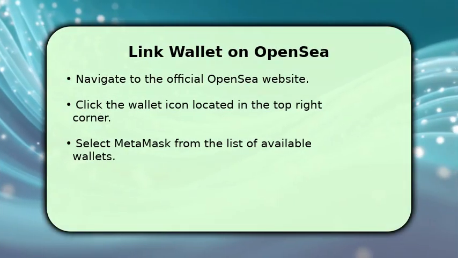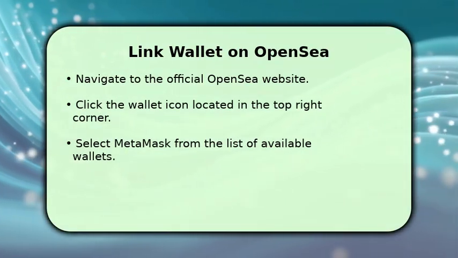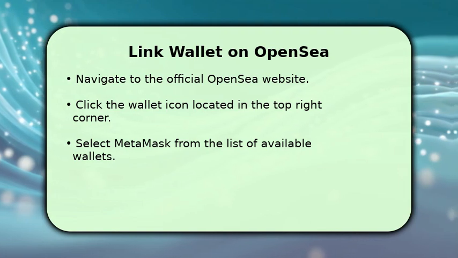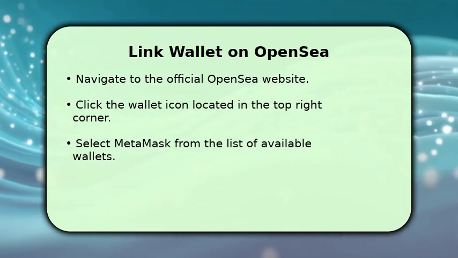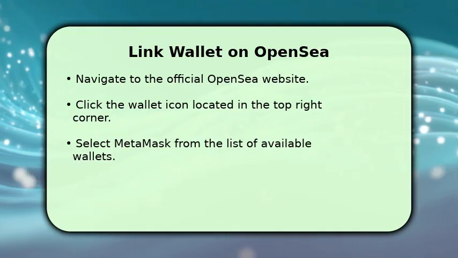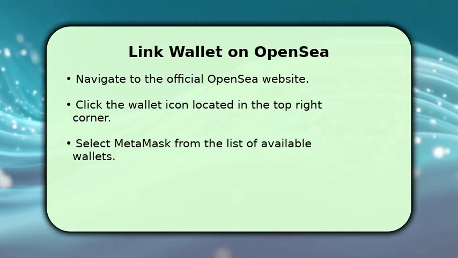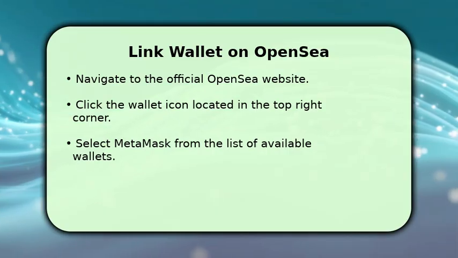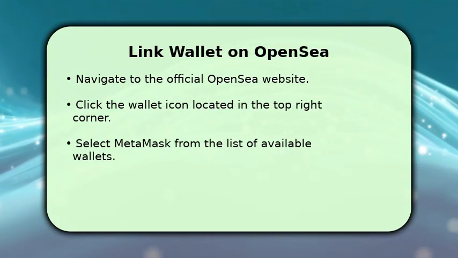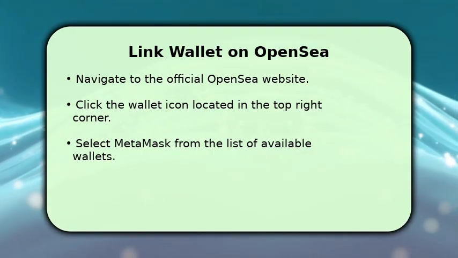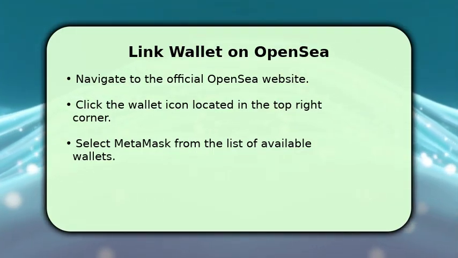Now let's connect to OpenSea. Open your web browser and go to the official OpenSea website. Look for a small wallet icon, usually in the top right corner of the page, and click it. A list of wallet options will appear. Select MetaMask. Your MetaMask extension will then prompt you to approve the connection. Simply confirm this request to proceed.